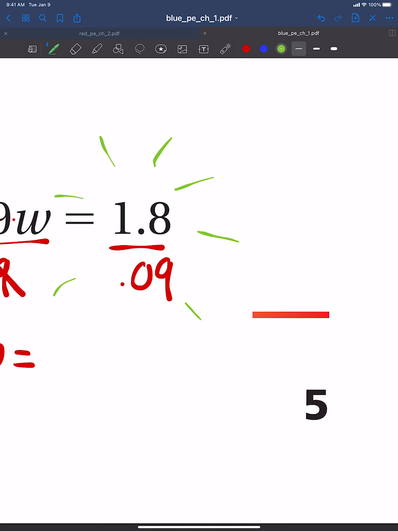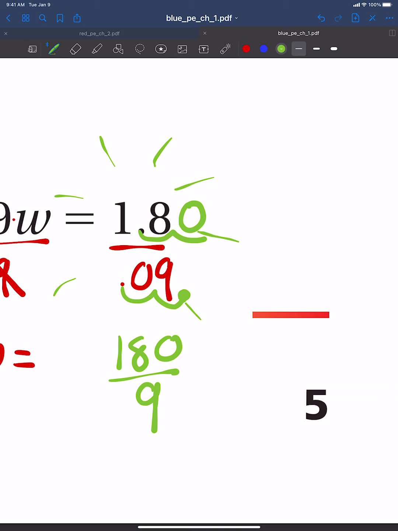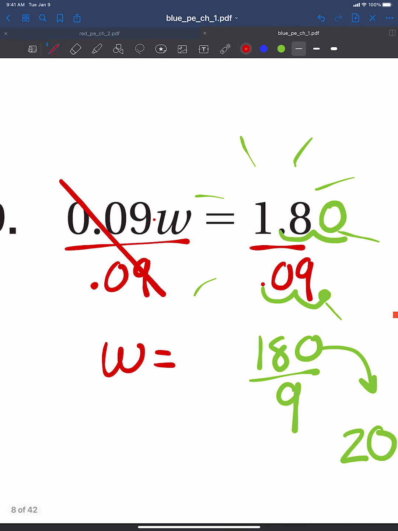I want to move this decimal over till it's a whole number. 1, 2. It took 2 jumps to make this 9, okay? But if I do it to the bottom, I've got to do it to the top. It took 2 jumps down here, so I'll do 2 jumps up there. Add a 0 where my jump is. Now I have 180 divided by 9, okay? Now this is much easier. Ignore the 0 for a second. What is 18 divided by 9? 2, because 9 and 9 is 18, right? Now add that 0 back in. 20. So 180 divided by 9 is 20. W equals 20.